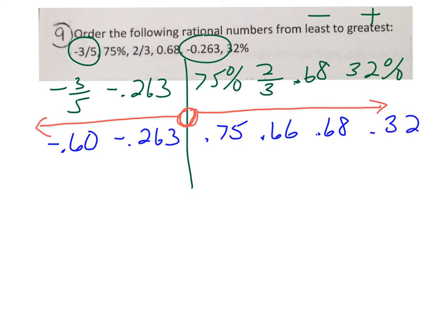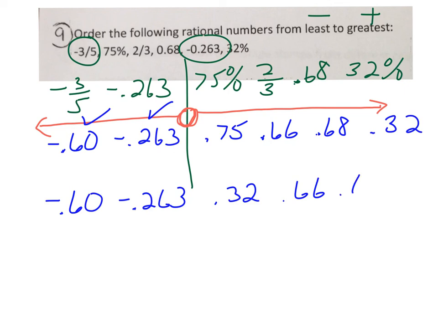So again, this is where that memorized list comes in. Now we go back and we just put them in order. This is owing 60 cents. This is owing 26 cents. So that is a good order. It's getting better from worse before it hits that 0. Now I'm going least to greatest on this side, so the smallest digit on up. So I get the 32, then the 66, then the 68, then the 75.